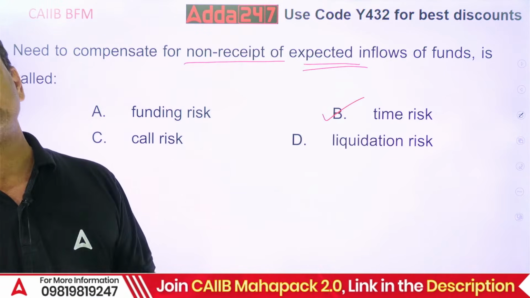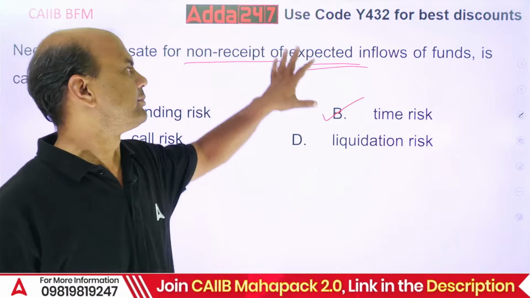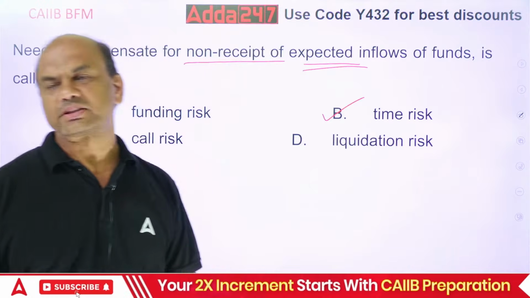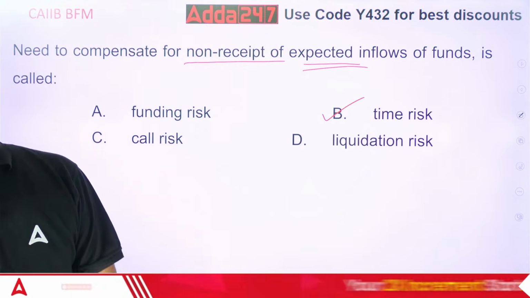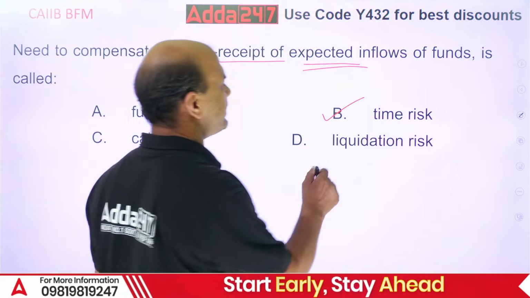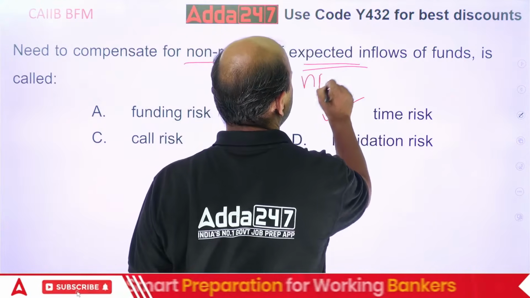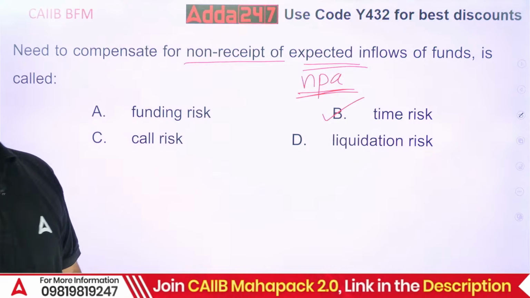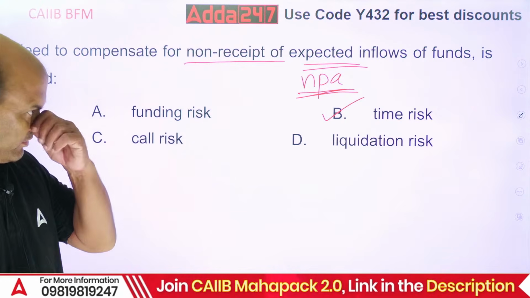Whenever you have the expected inflow word, why does time risk happen? Time risk happens because of NPAs. If there are more NPAs, you'll always have a time risk because your returns will not be there. Okay?